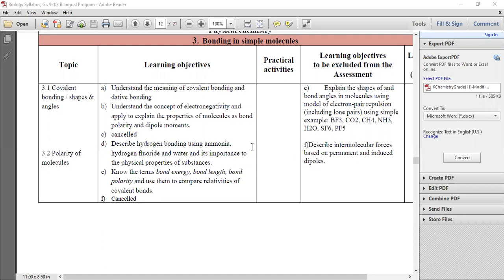This is the objective of this unit, chemical bonding. In chemical bonding, first of all, we have to focus on covalent bonding. You can see there, covalent bonding, and shape and angle. Our first objective is to understand the meaning of covalent bonding and dative bonding.